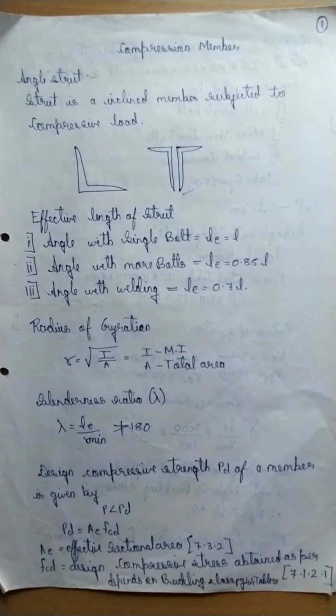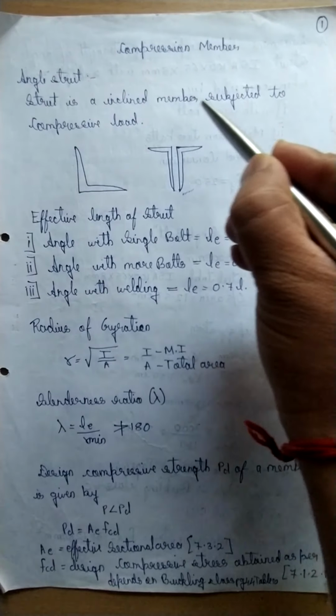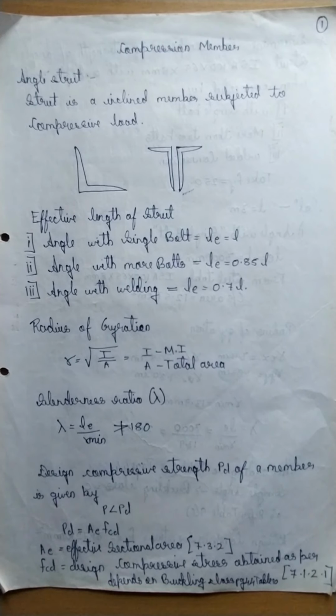To begin with, we will discuss the angle strut. As I discussed already, the strut is an inclined member subjected to a compressive load, and the section may be of different types, may be angle section, channel section; a number of sections can be used for the compression member. Even when we are designing a column, there may be a number of different sections which can be used.